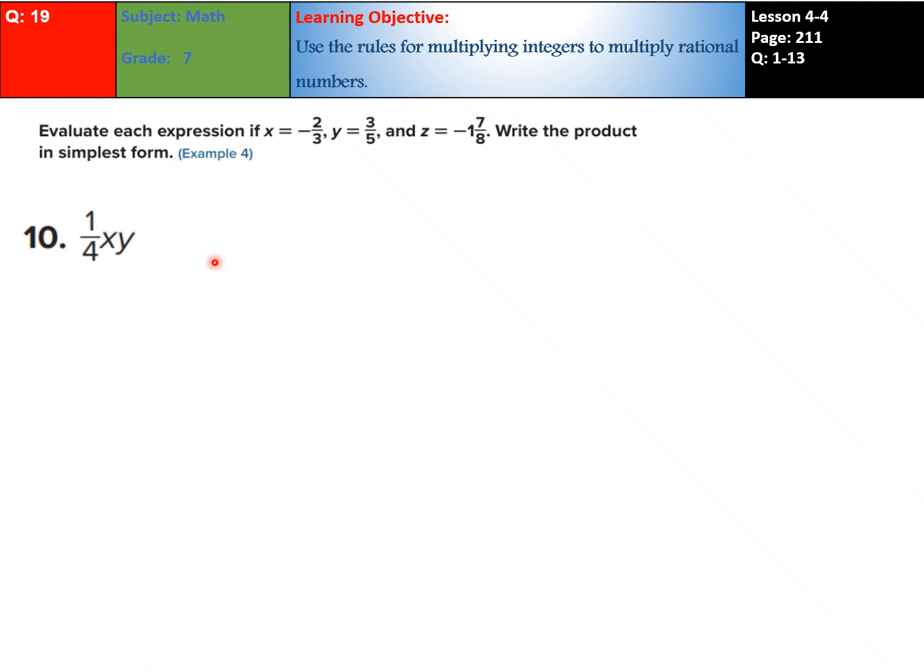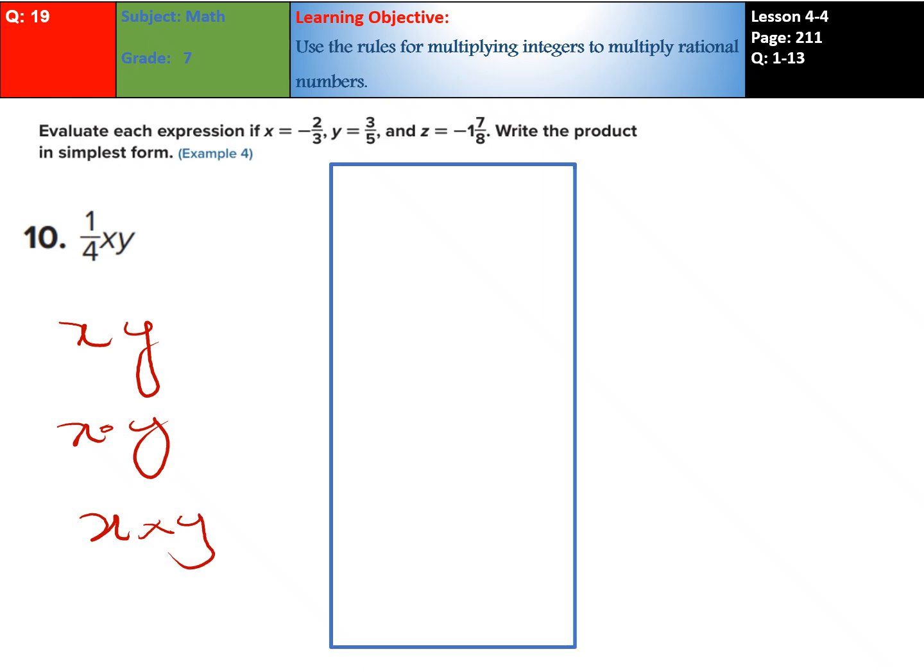Evaluate each expression when the values of x, y and z are given. Write the product in the simplest form. Here we will replace the values of x and y. As I already have told you, x and y together, x dot y, x multiplied by y, all of them have the same meaning, that they are being multiplied. Even if they are written in brackets, x in one bracket and y in another bracket, all of them have the same meaning, that you are going to multiply them.